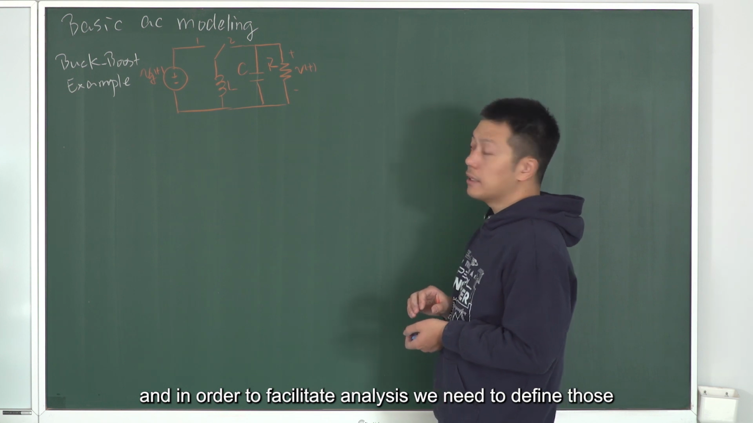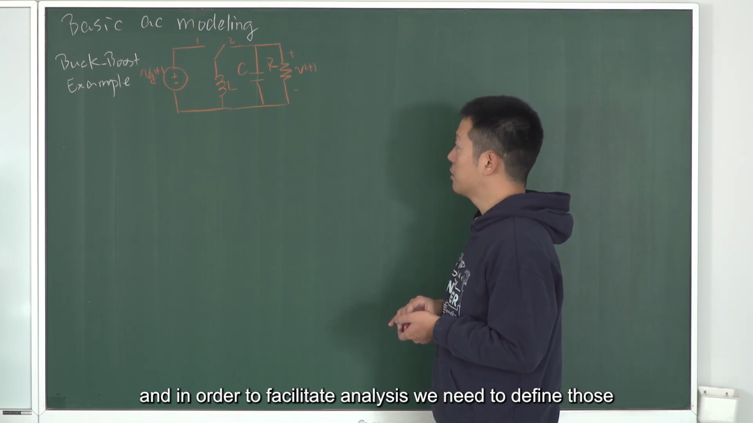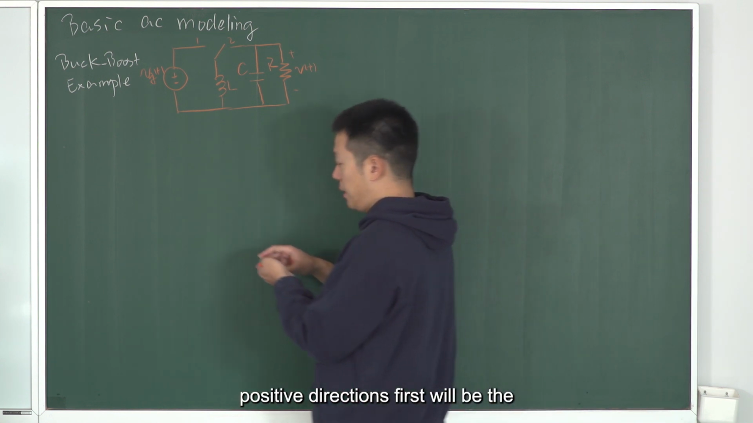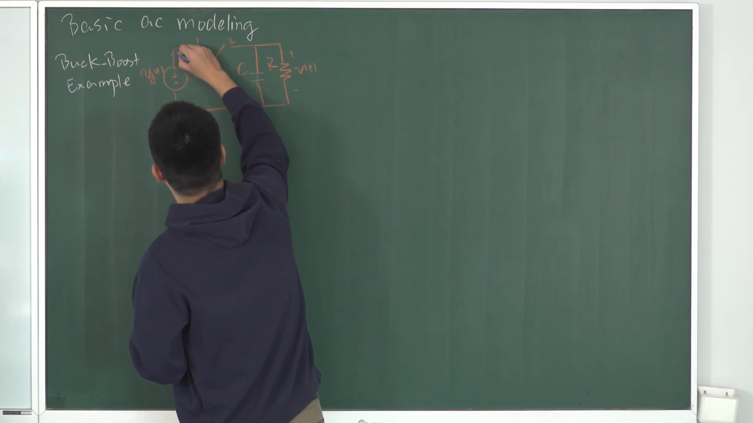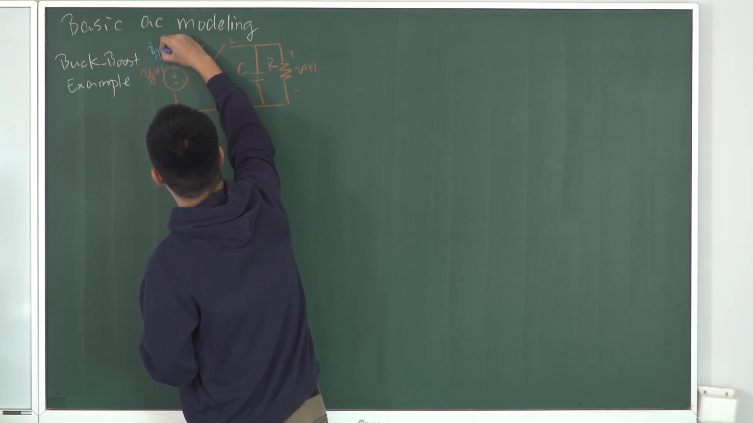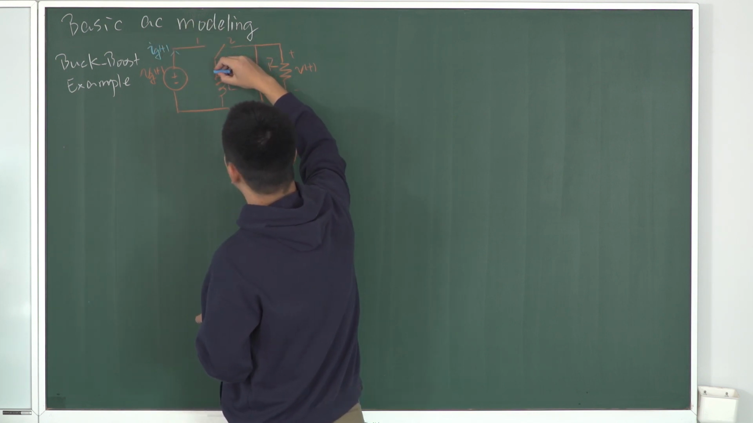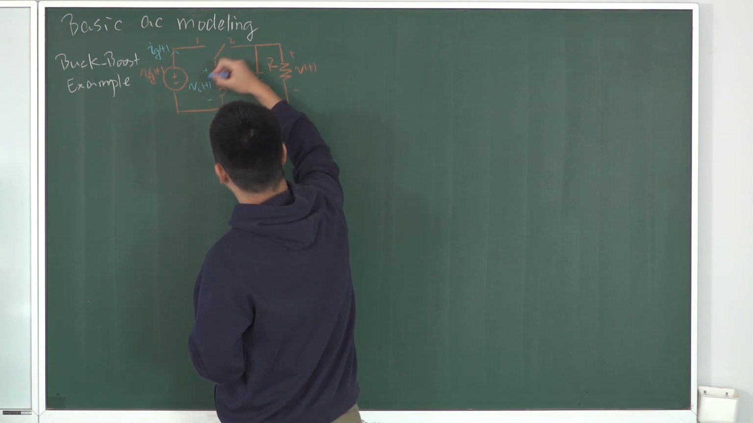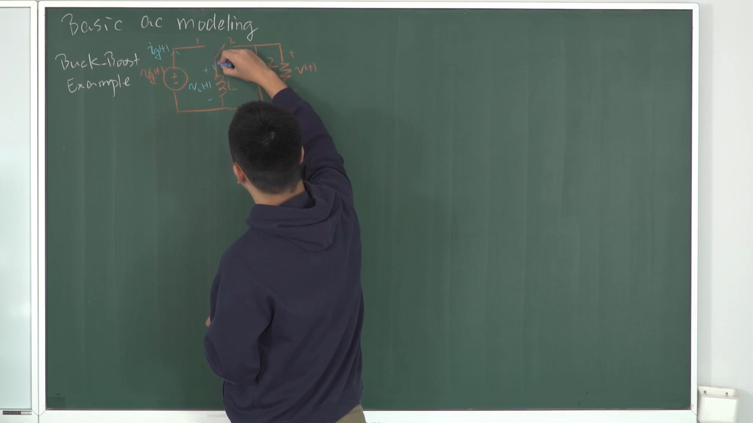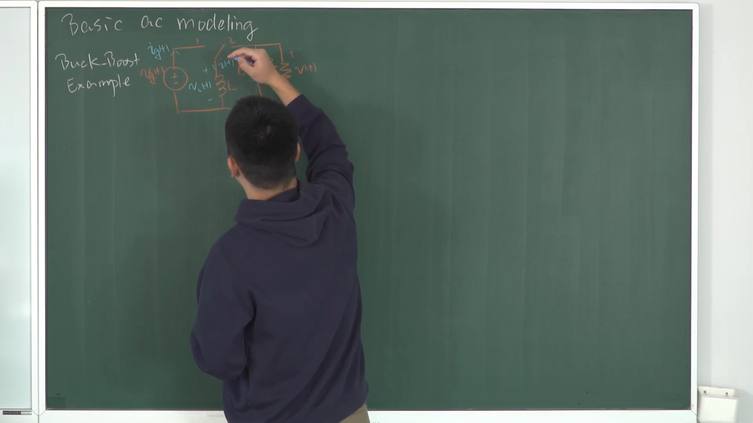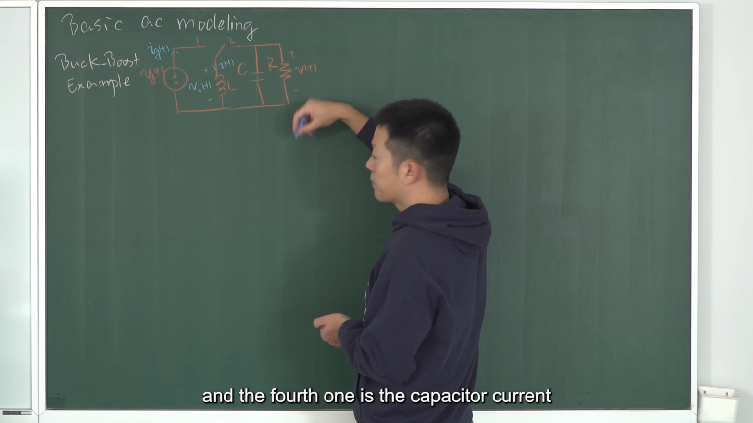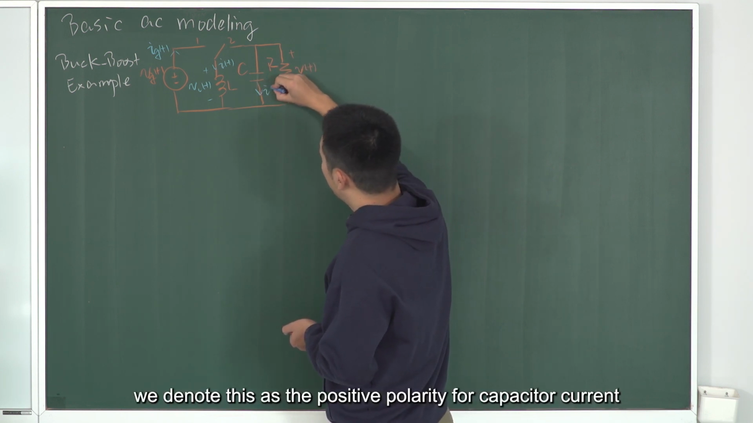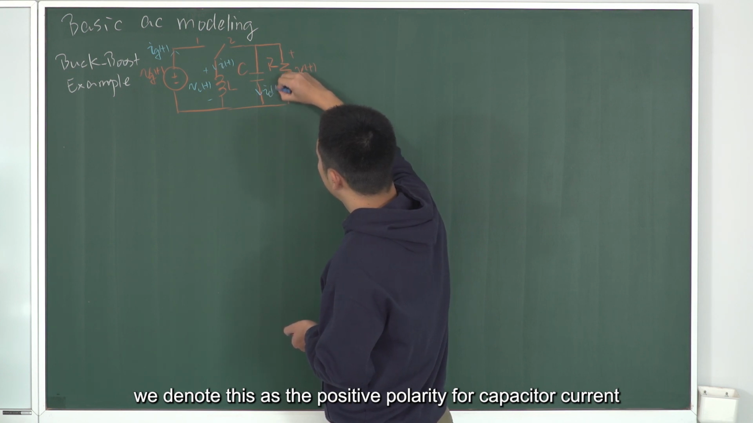In order to facilitate analysis, we need to define those critical signal positive directions. First will be the input current. Second is the inductor voltage. Third is the inductor current. And the fourth is the capacitor current. We denote this as the positive polarity for the capacitor current.